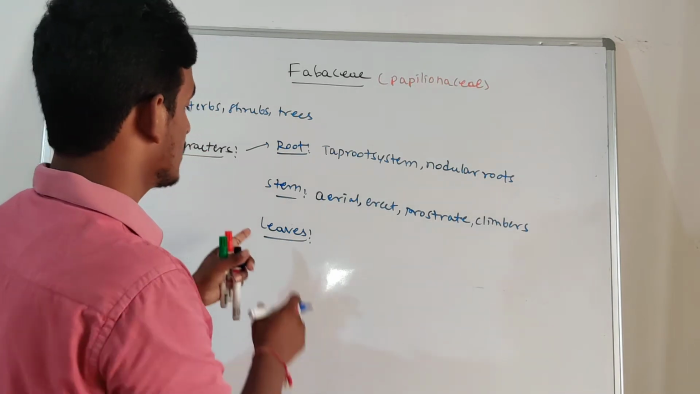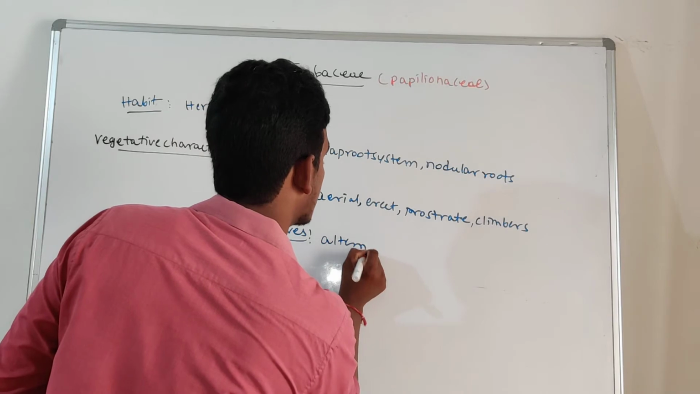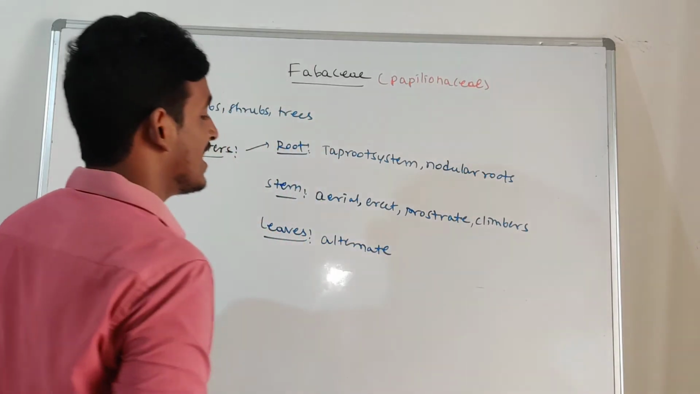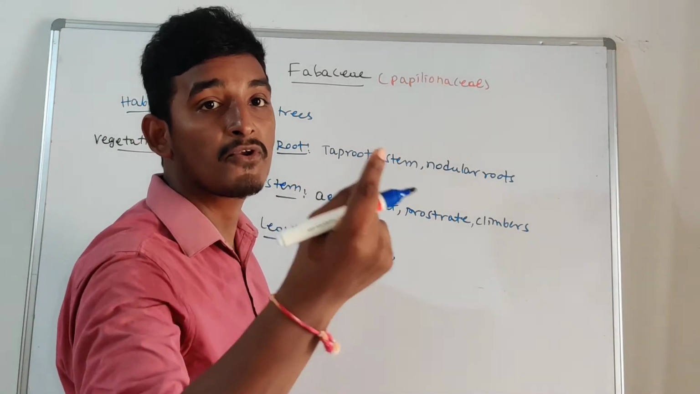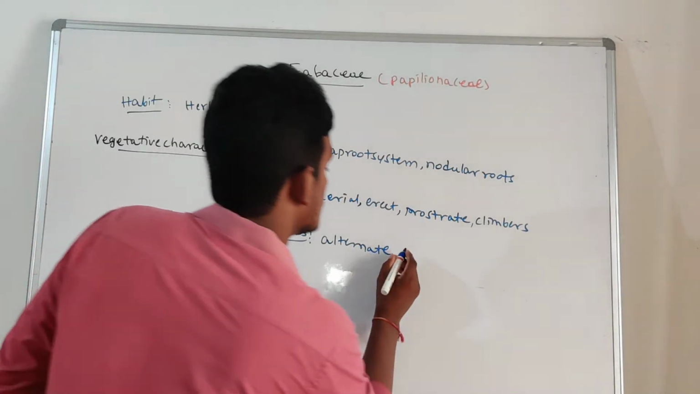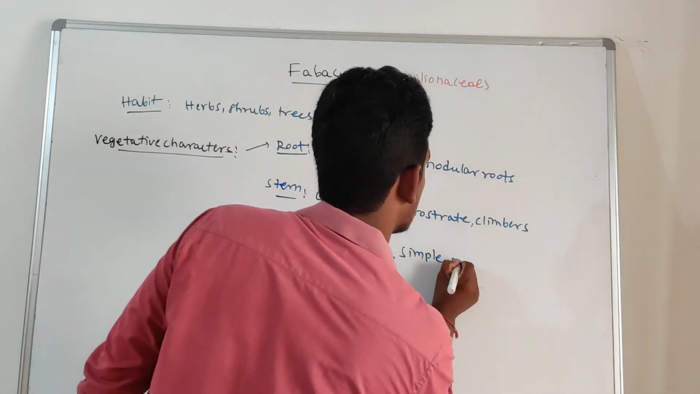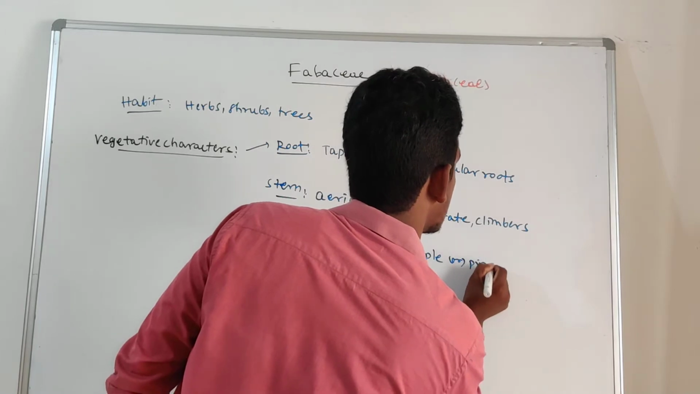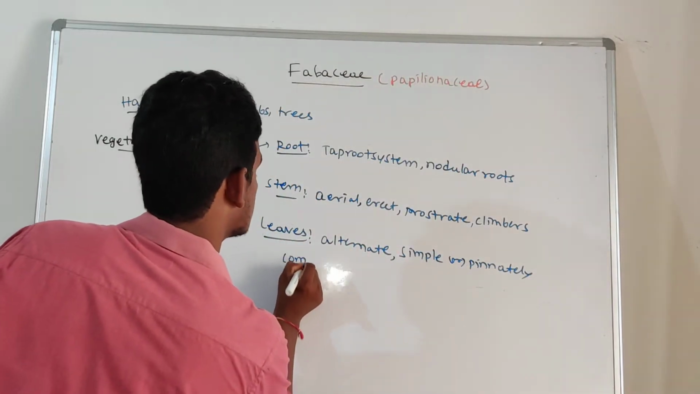Next, about leaves. Here the leaves are arranged in an alternate manner. So here it will show alternate phyllotaxy. At every node it will produce a single leaf in an alternate manner, right? So here the leaves are simple leaves, or some leaves are pinnately compound leaves.